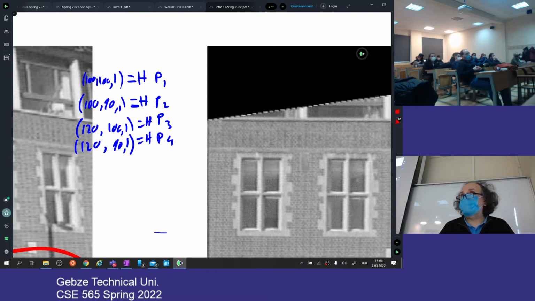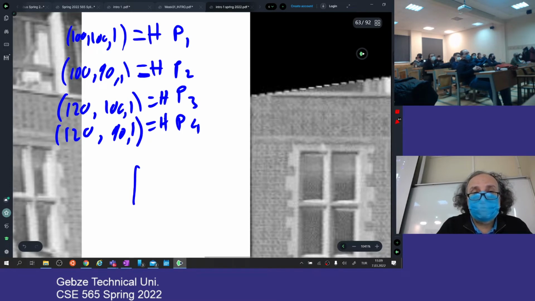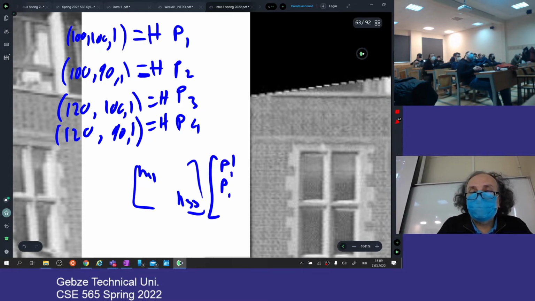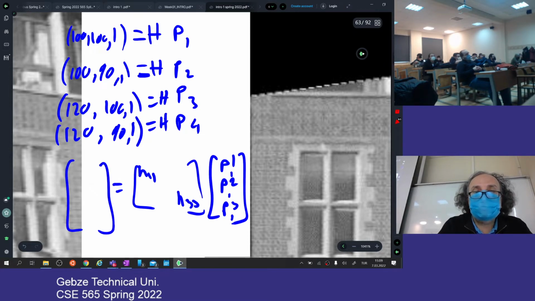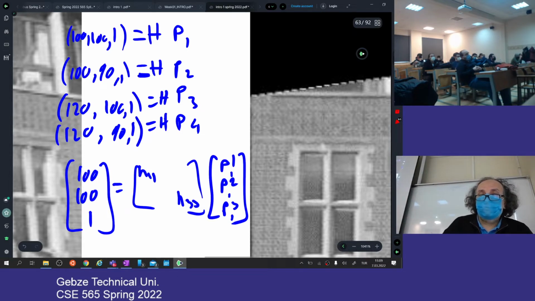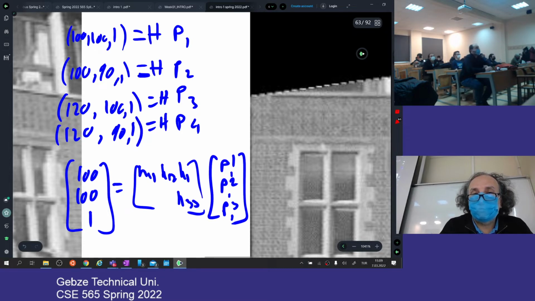What is H? H is a matrix, a 3 by 3 matrix, right? So let's look at this one. H is this, from H11 to H33. This is P11, P12, and P13. When I multiply it to the other side, I should get 100, 100, and 1. So this is just one equation.